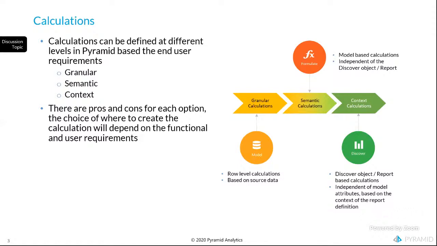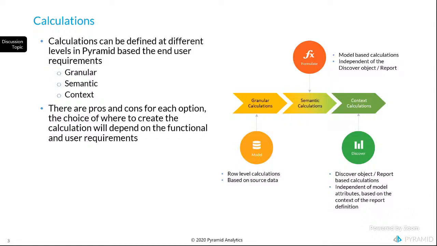Just before we do, I want to take a step back and take a little bit of a look at the calculation engine within Pyramid. Within Pyramid, I can create calculations at 3 different levels, what we call granular, semantic, and context. The granular calculations are where I'm performing effectively row-level calculations based on my source data. Typically, this is where I'm perhaps extracting data from multiple systems and blending it together to create an analytic model with that data.